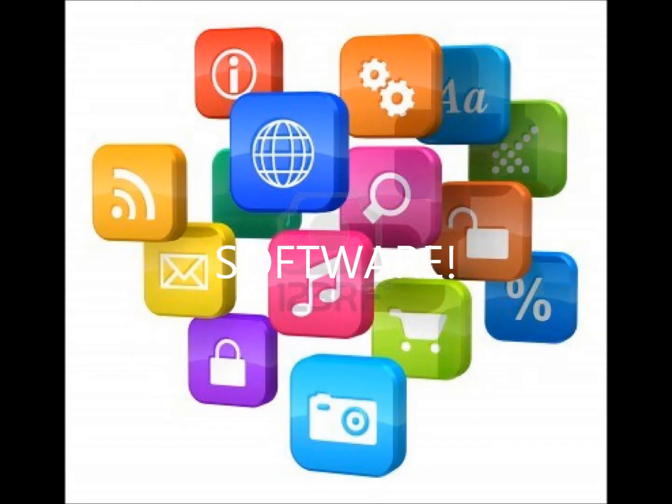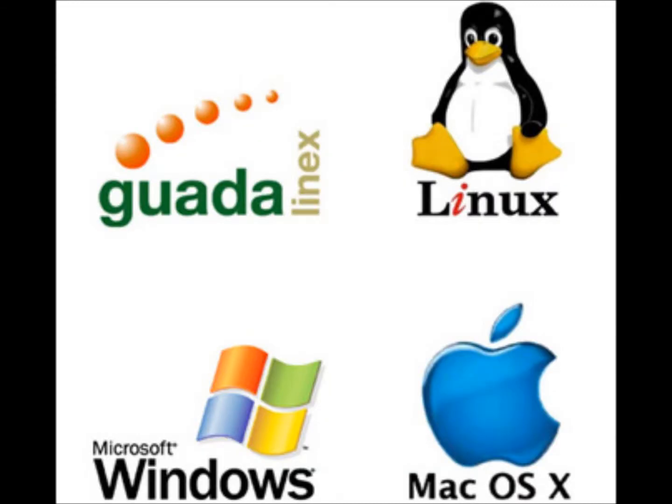Now we're going to talk about software. Software are the non-physical elements of a computer, such as the programs, the applications, or the operating system. Software is divided into three groups: system software, application software, and development software. The system software are all the programs that usually come with a computer. One example of this software can be Windows or Linux.